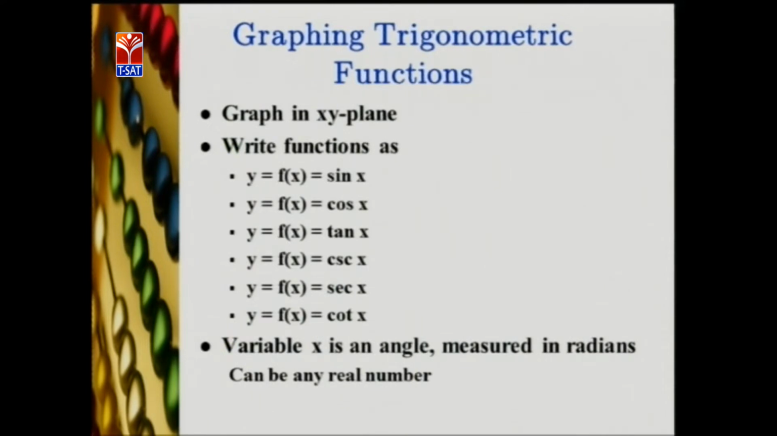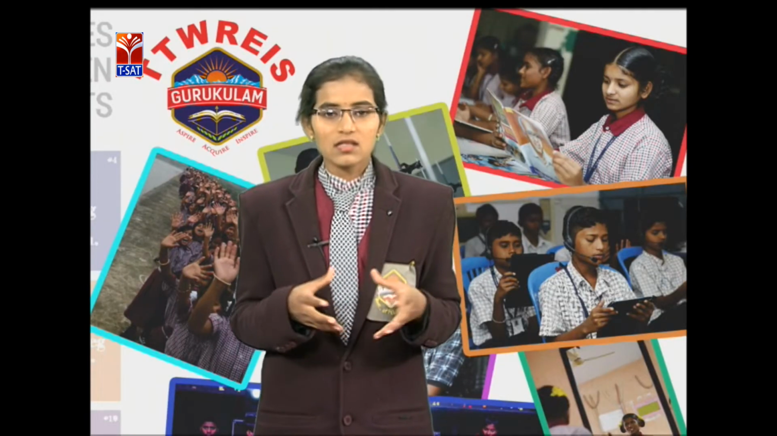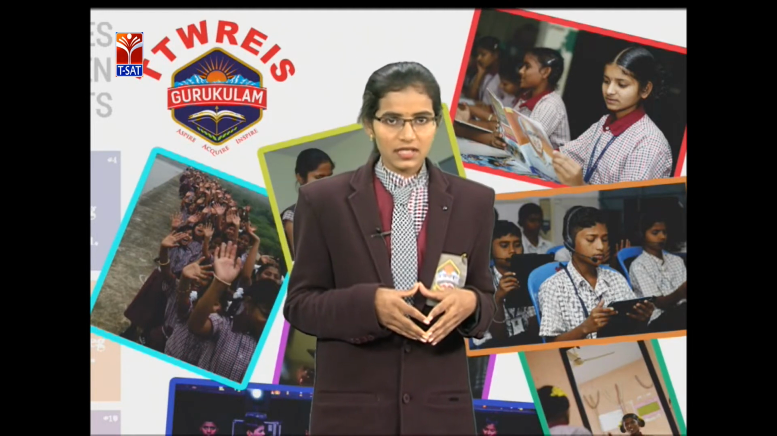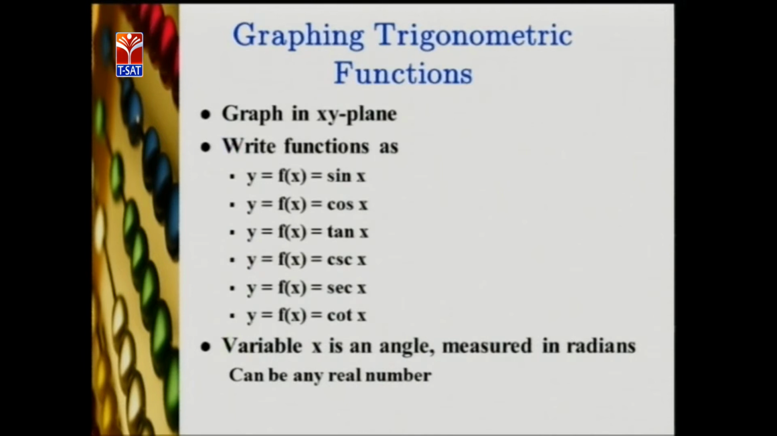Let the graph be drawn in the xy plane, with x along the horizontal direction and y along the vertical axis. So let me consider a function, y equals f of x, where f of x is equal to sin x. Here we have a variable, that is x. This x indicates an angle which is measured in radians.